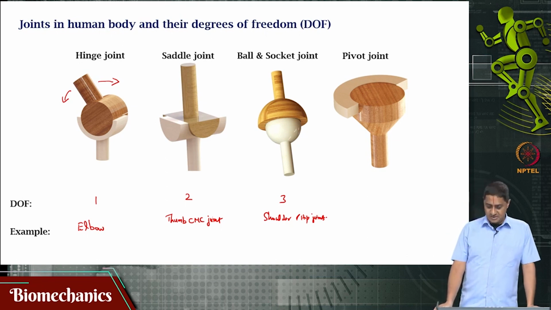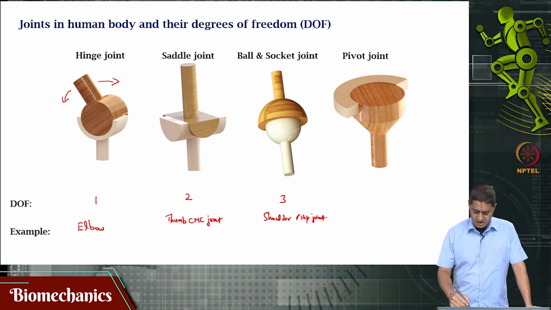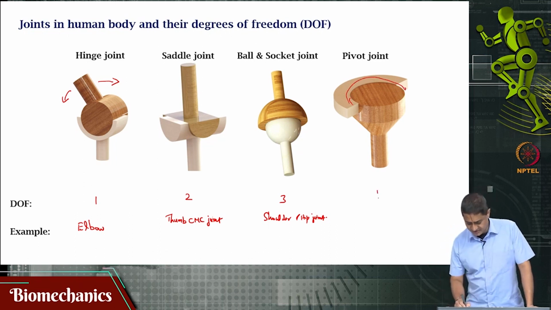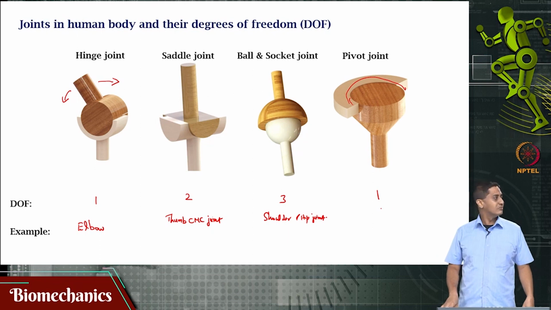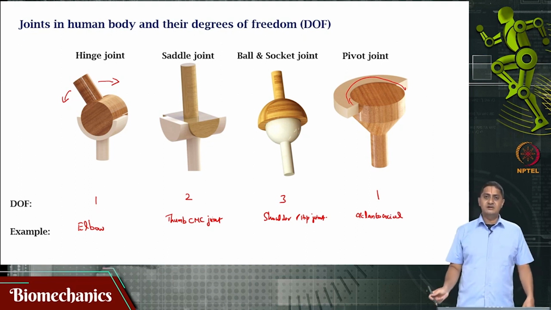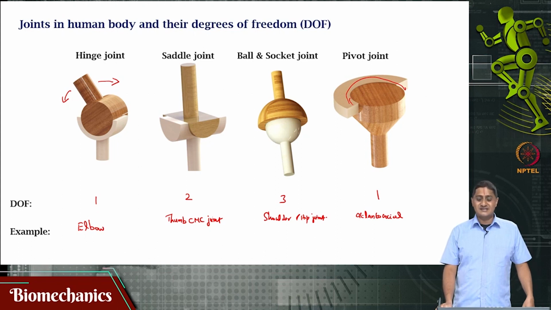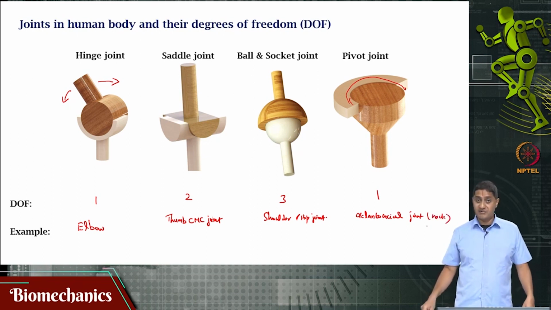Then you have the pivot joint. This is the case where the rotation happens about this pivot. That is the rotation that is possible. Number of degrees of freedom is 1, and this is what is seen in the neck joint, for example, like that I can move like this. This is possible through the pivot joint in the atlantoaxial joint. This is the joint between the atlas and the axis in the neck, the pivot joint.